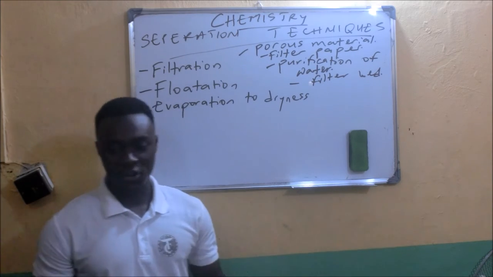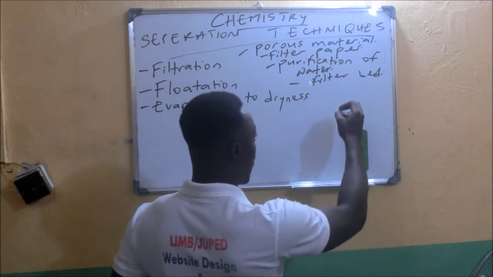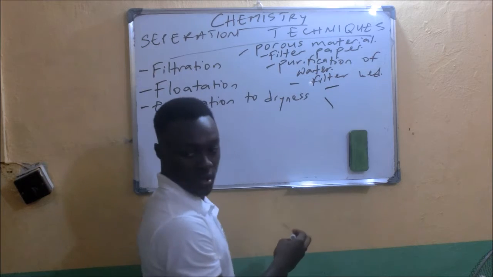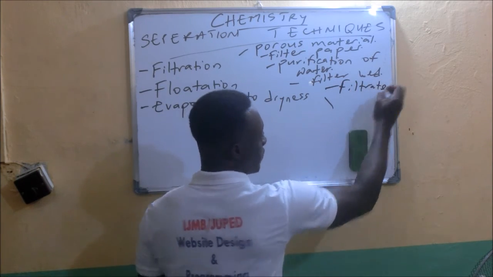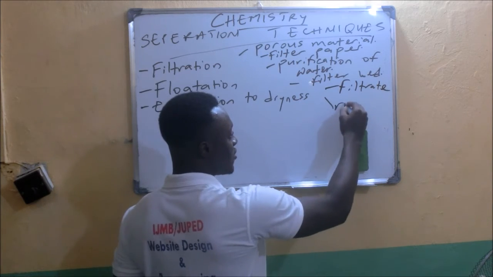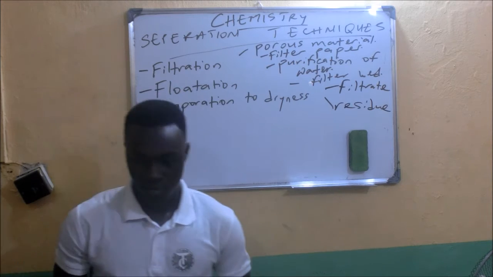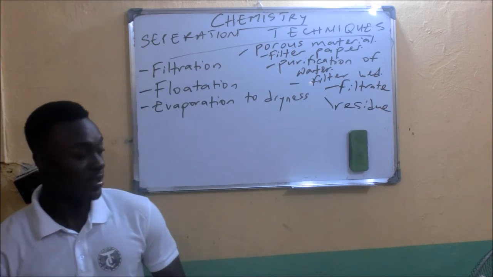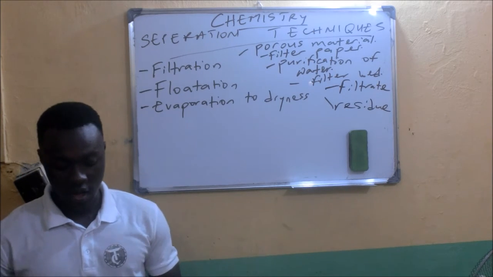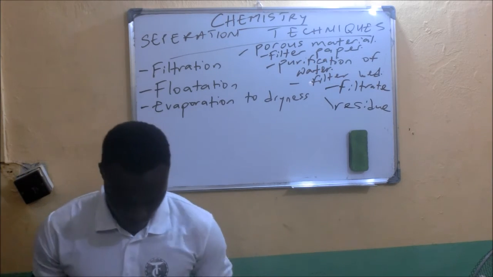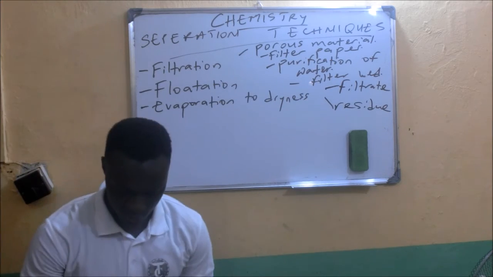Now, at the end of filtration, you obtain two parts. The first part, which is the liquid, is the filtrate. And the second part, which remains on the filter paper, is the residue. So that is what happens in filtration, and that is basically all you need to know about filtration. Do you have any questions? No question, so we'll move to the next one, which is floatation.